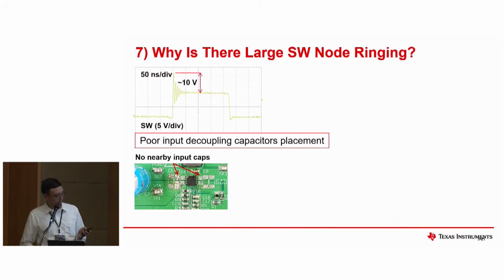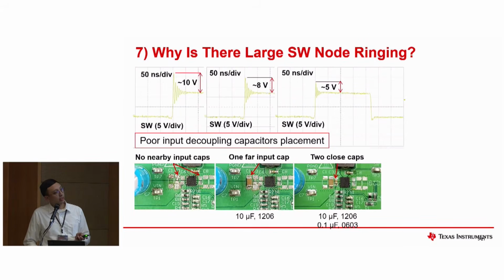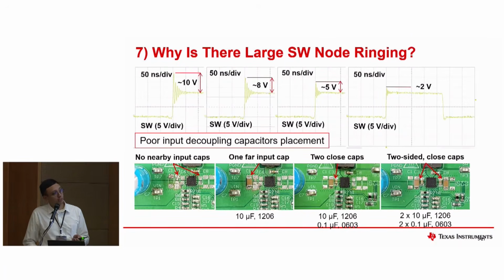To fix this, by adding the capacitor, it's also important to note the placement of the capacitor. It doesn't mean you just add one capacitor. If it's far away from the device, you could still get very high overshoots. But by adding a 0.1 microfarad capacitor much closer to the part, you could drastically reduce it by half compared to none. And this specific IC actually has two input voltage and ground pins on both sides of the IC. So if you also add one on the other side, you could reduce it even further.